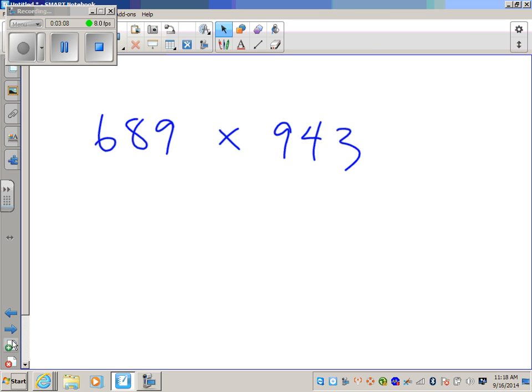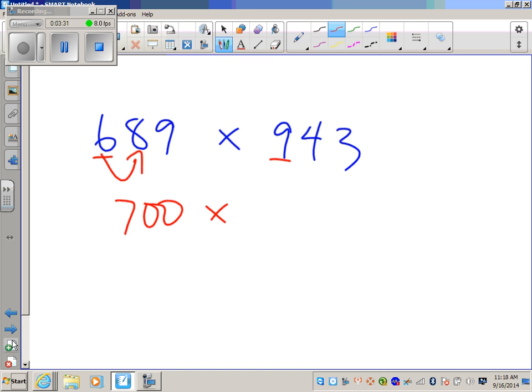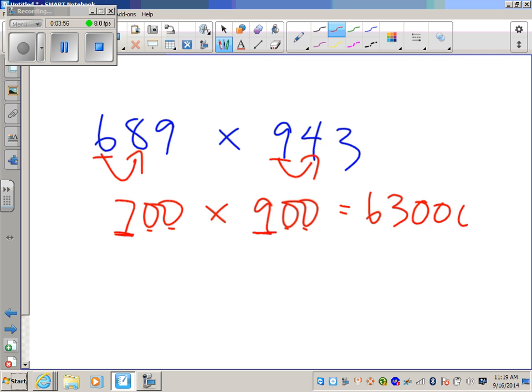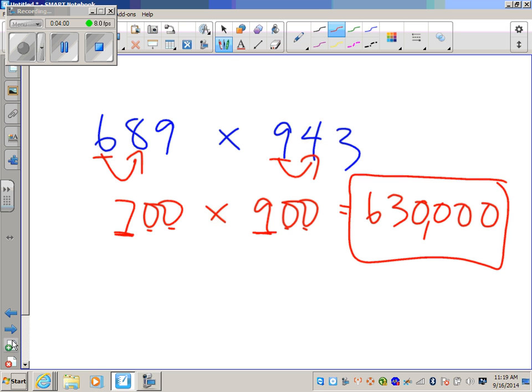If in the last example, both of our numbers extended to the tens place, in this example, both of our numbers extend to the hundreds place. So again, it's going to be in our best interest to round each of these to the nearest hundred. 689 would round to what, Josiah? 700. 943 rounds to 900. The 7 in 700 times the 9 in 900 is 63. And how many extra zeros are we going to tack on to the end of the 63? 4. And then we'll add commas accordingly. Okay.